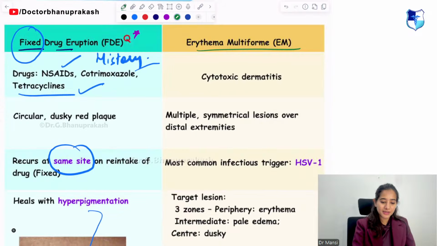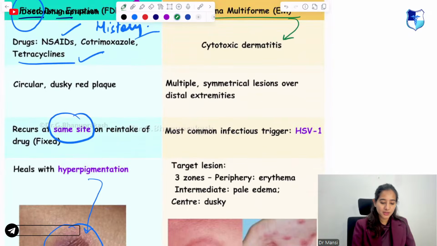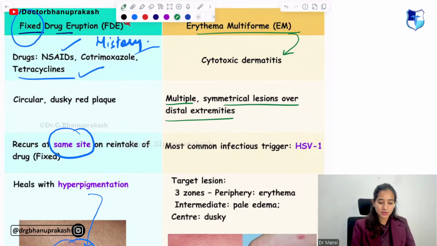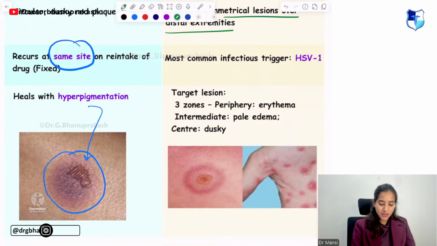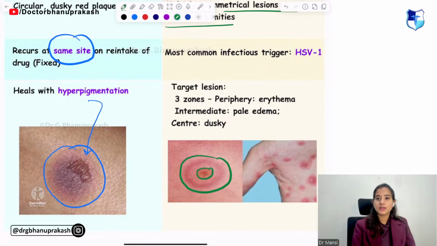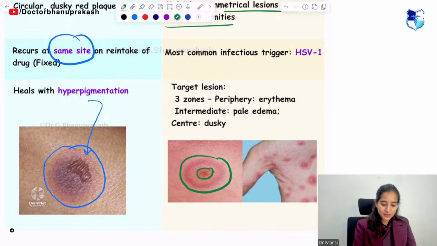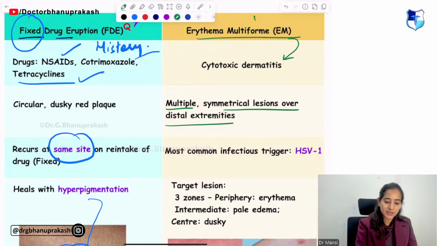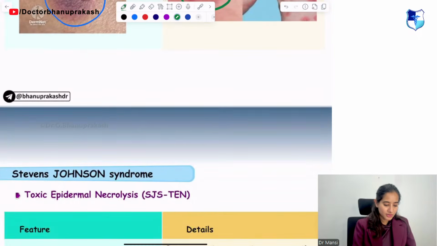Then the erythema multiforme, it is a cytotoxic dermatitis. Multiple symmetrical lesions are there on the distal extremities. This is also called a target lesion, and the trigger for this is HSV infection. The center is dusky, then there is a pallor, and then there is again a dusky part. So that is the erythema multiforme. That is all you need to know.